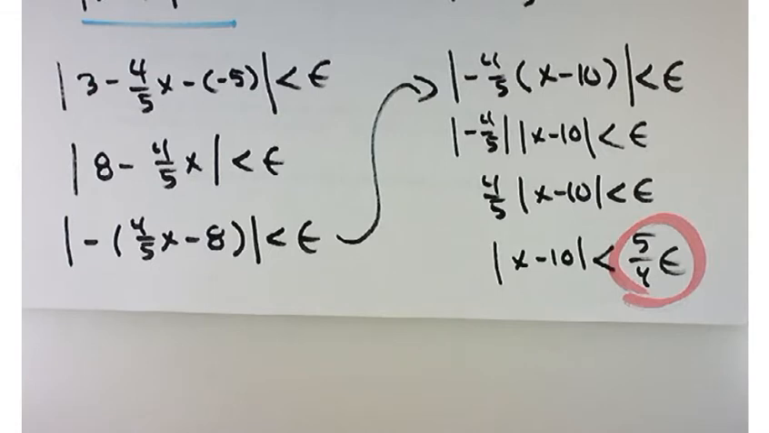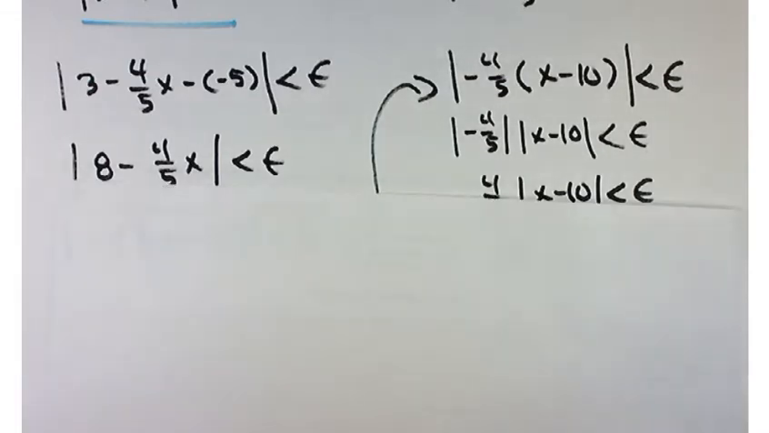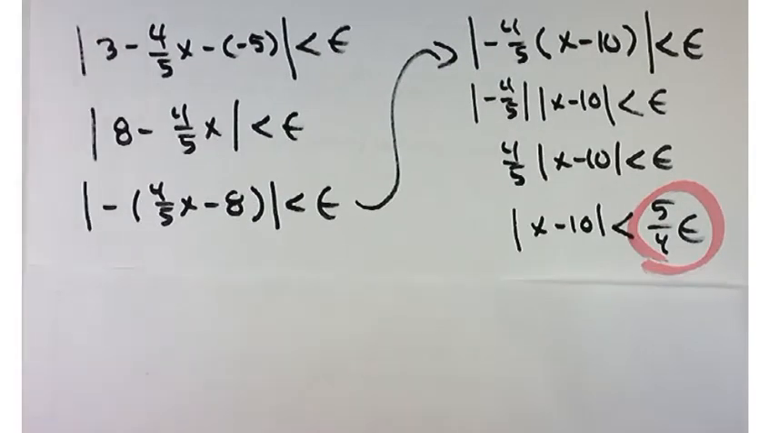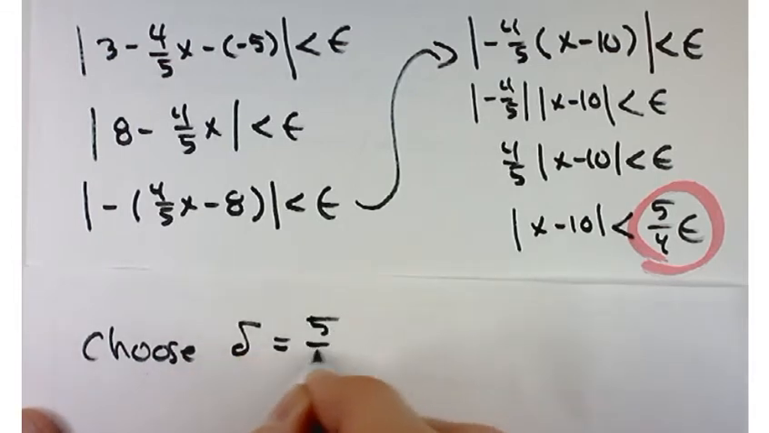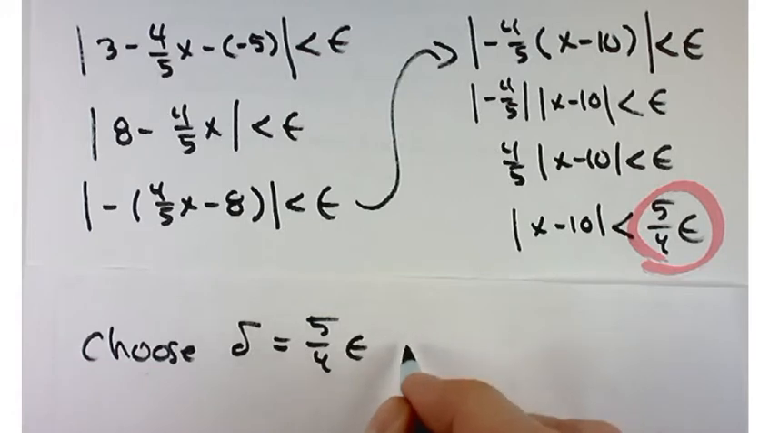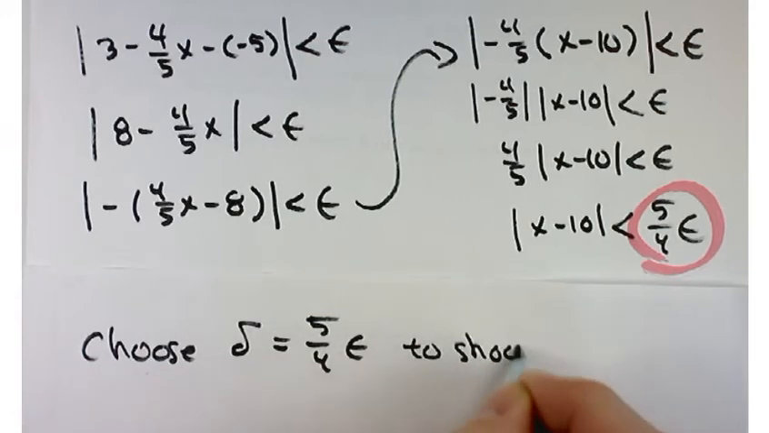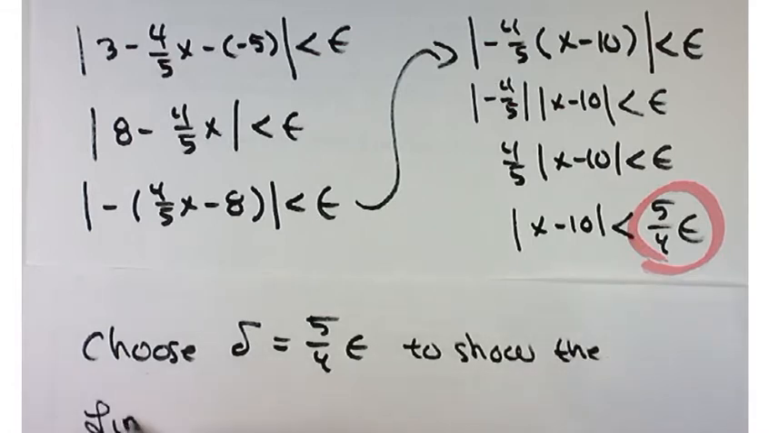So let's take a look at what I can do overall. Overall, what I'm going to do is choose delta equal to 5/4 epsilon to show the limit as x approaches 10 of 3 minus 4/5 x equals -5.